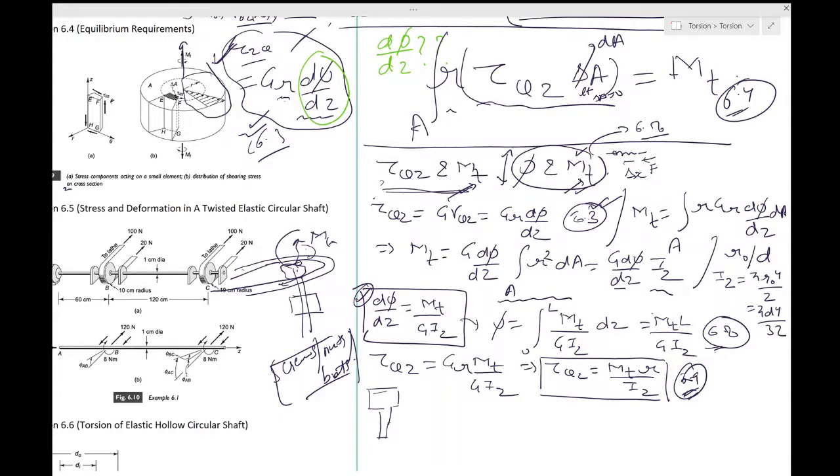Okay, so this is how we use it. One of the limitations, as you have seen, is that with equation 6.9 you cannot find the stress at the ends of the shaft. If this is your shaft and this is your MT, you cannot use this equation in a region like this, which is near the ends. You should constrain yourself to parts which are away from the boundary.